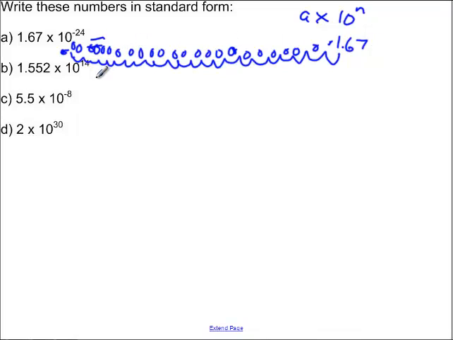So let's try another one. Let's try this last one down here. There's my C question, 5.5 times 10 to the negative 8. In fact, let's not do that one. Let's do this one here because it's positive 30. We'll show again another example of why we use scientific notation.